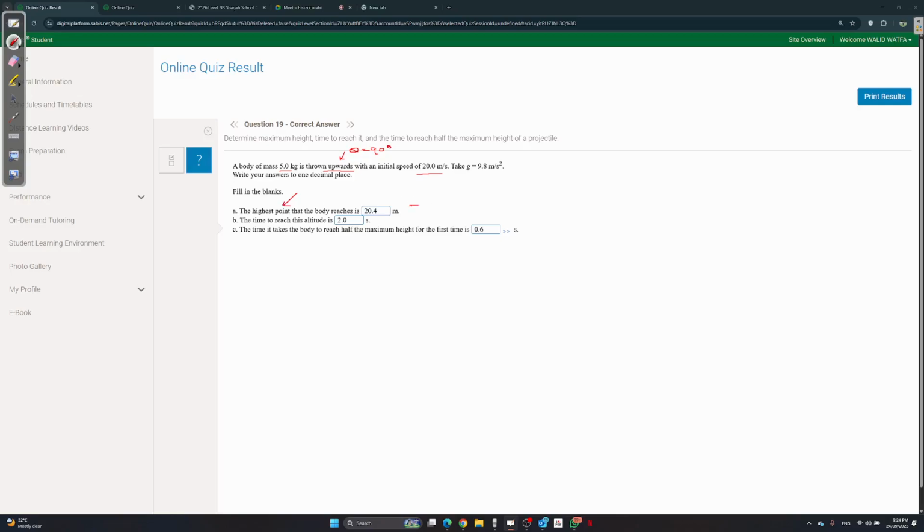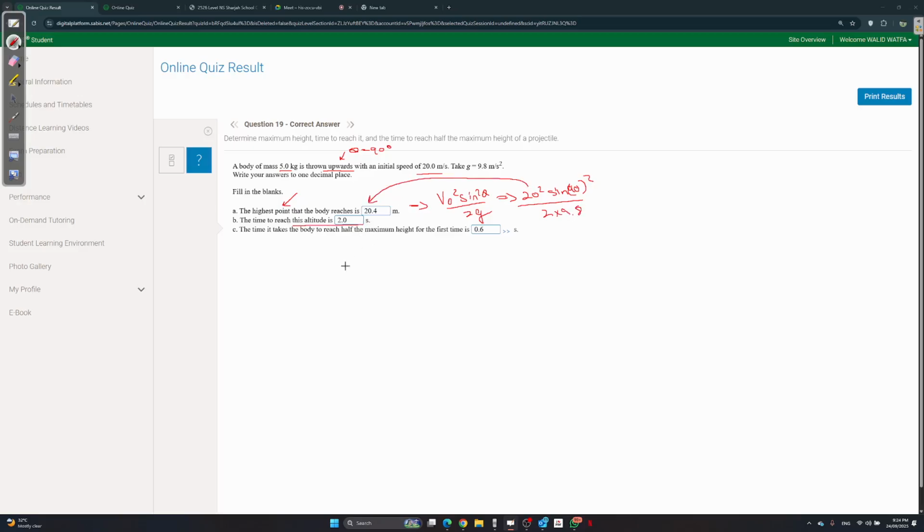The highest point that the body reaches is what? V naught squared sine squared theta over 2g. Perfect. So it's going to be 20 squared sine 90 squared over 2 times 9.8. You get this value here.